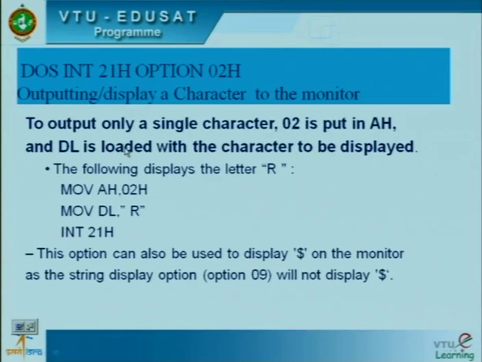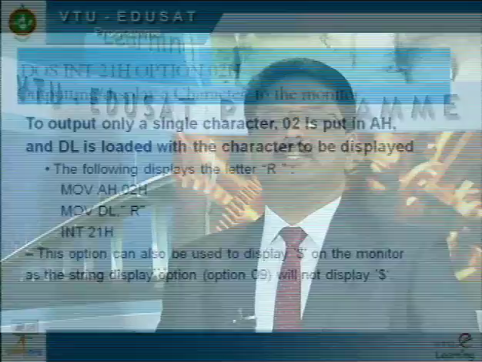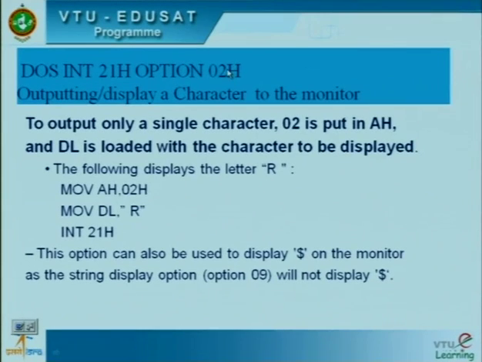Now we have understood that using function number 09H under INT 21H we can display a string. Sir, suppose I want to display a character, what should I do? To display a character onto the screen using INT 21H, we have function request 02H. Function request 02H is basically used to display the character which is present in DL onto the screen.